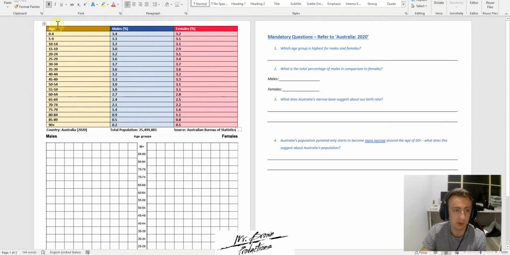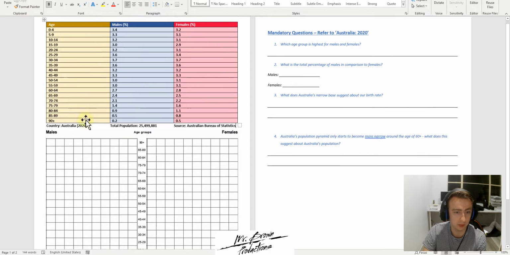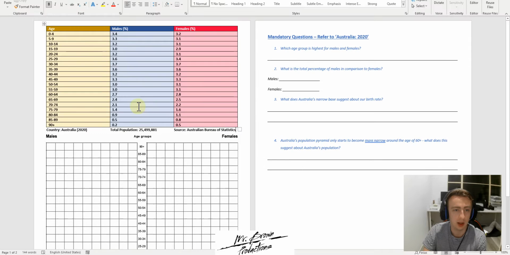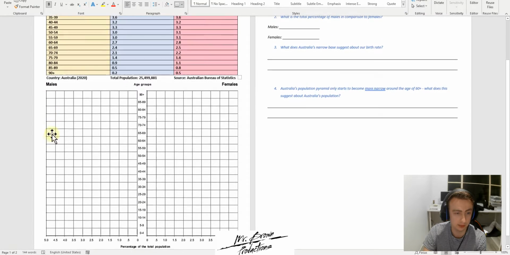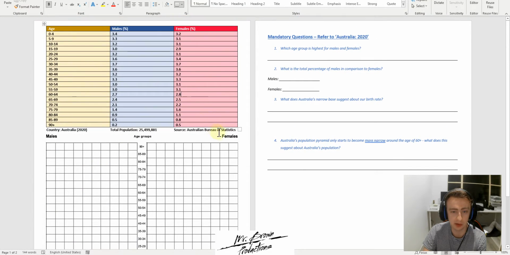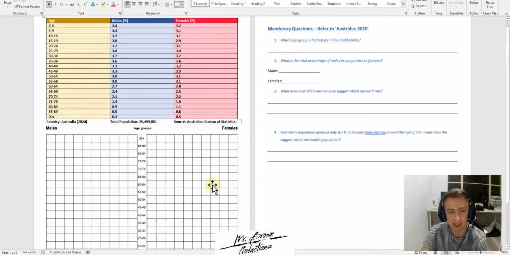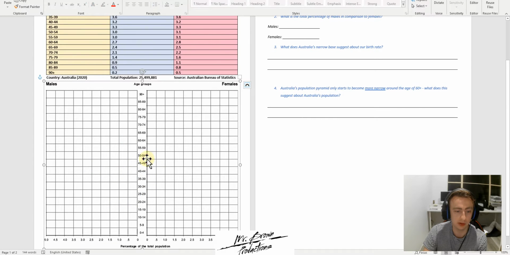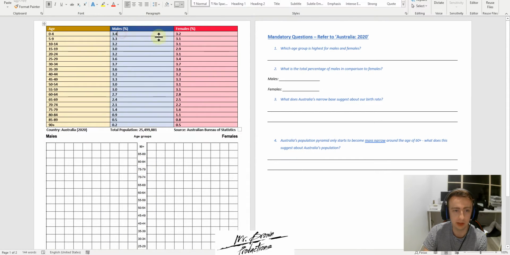So we've got the age column here, which is represented here. And you've got the male percentage of the population and the female percentage. So the males here go on the left hand side and the females go on the right hand side. Now what I would recommend is doing males and females in different colors. So what we're going to be doing is filling out the data here into this population pyramid. So what we can see is that the data is already filled out for us.